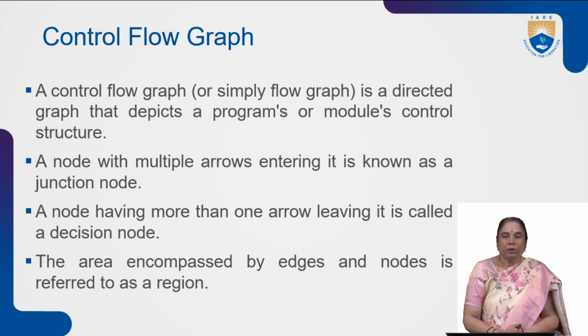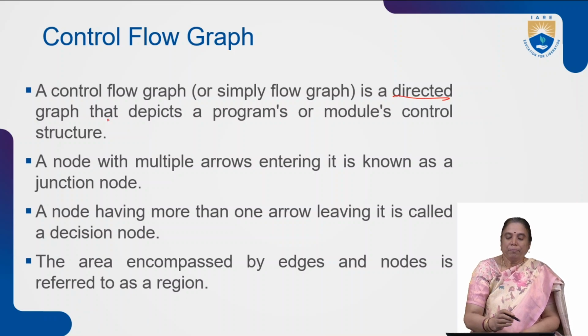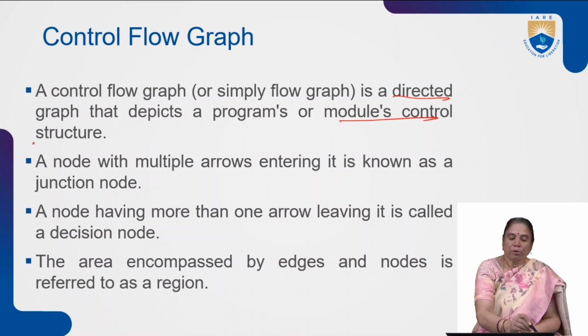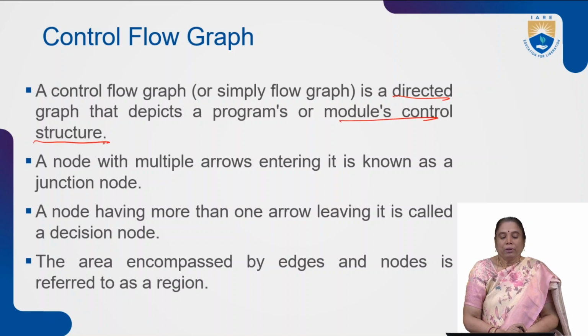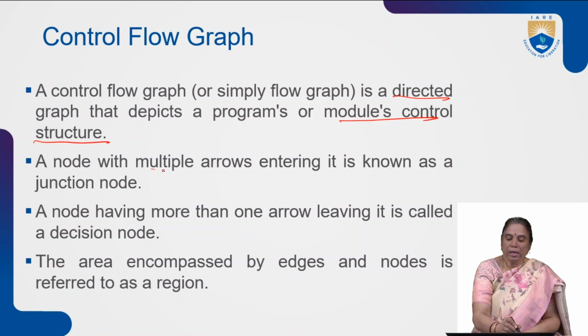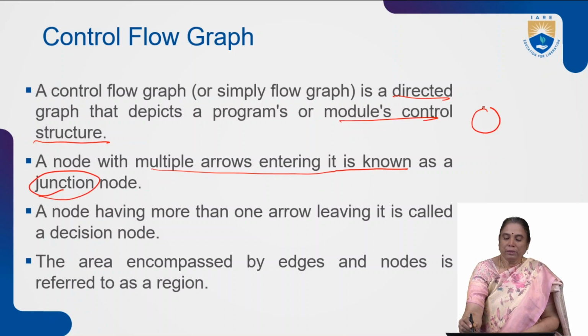A control flow graph is the diagram which is a major tool to identify the paths in the program structure. A control flow graph is a directed graph that depicts a program's or module's control structure. So a control flow graph contains nodes. A node with multiple arrows entering it is generally referred to as a junction. For example, if this is the node and multiple arrows are coming to this node, then it is called a junction node.